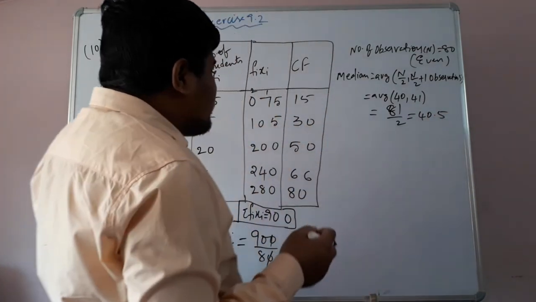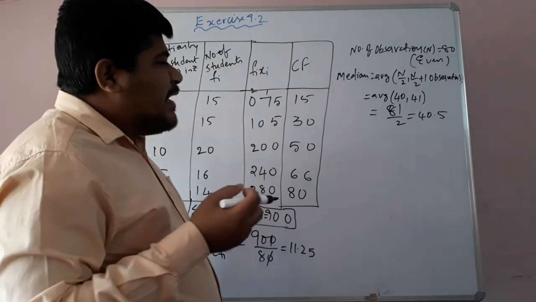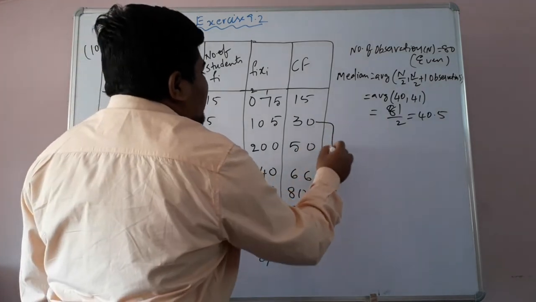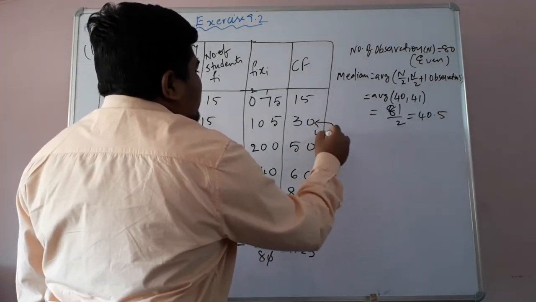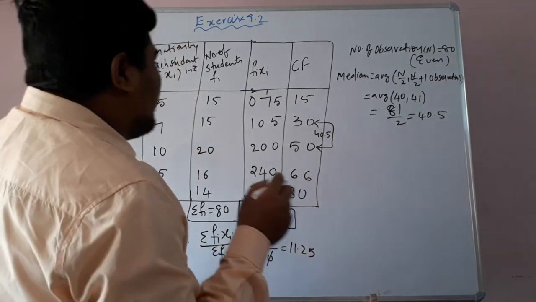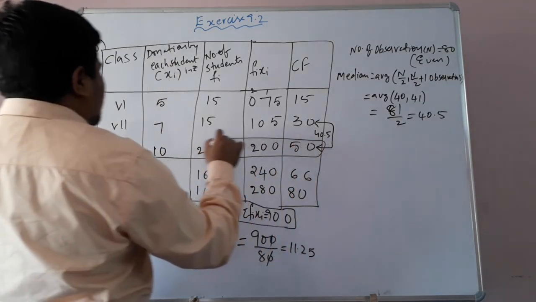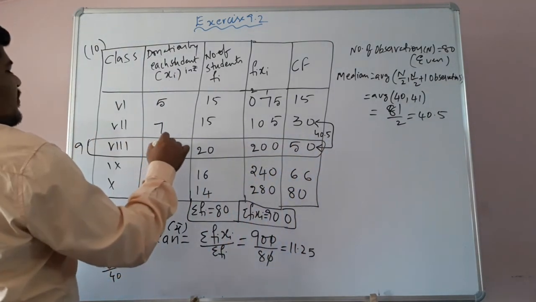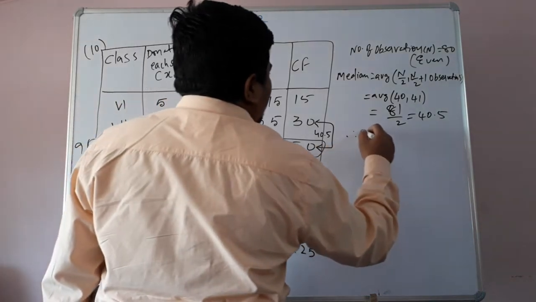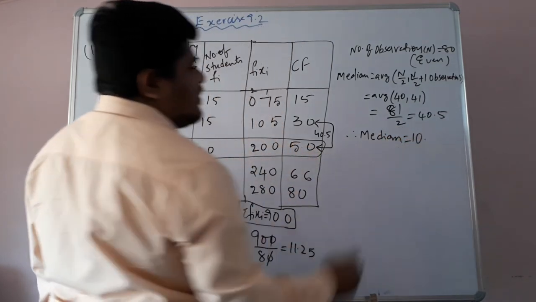Children, now we have to find between which two cumulative frequencies this 40.5 is there. So between 30 and 50, 40.5 is there, children. Now whichever is the highest cumulative frequency, its corresponding observation we have to take as median. So this is the median, children. So therefore median is equal to 10.